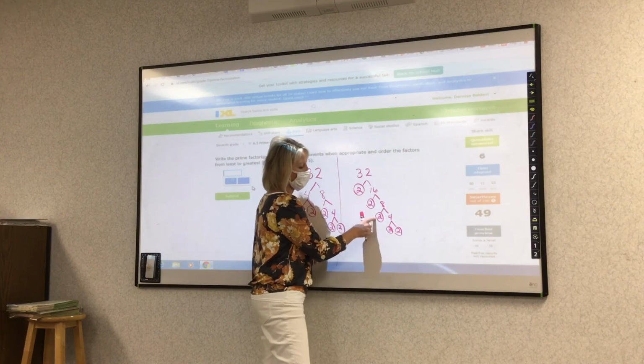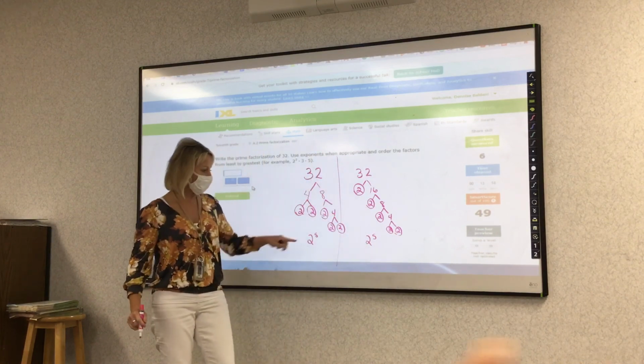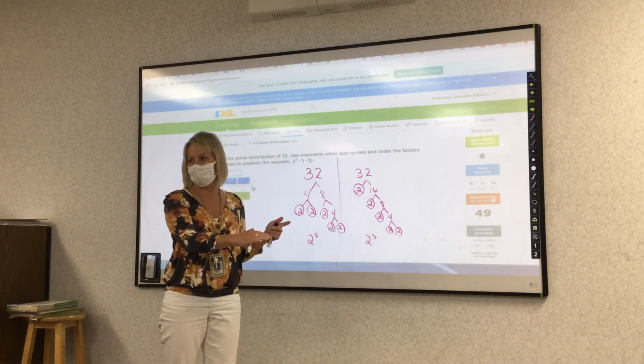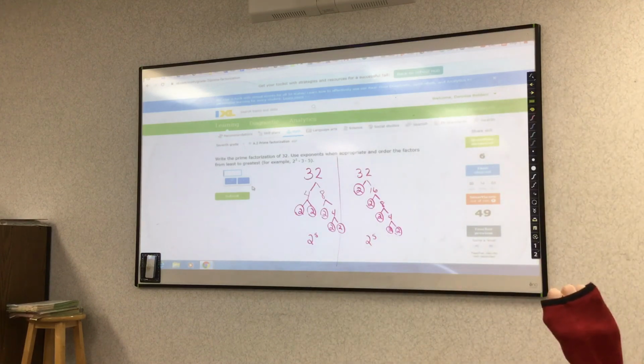I've got 1, 2, 3, 4, 5. So that's still 2 to the fifth power. I get the final answer, but there are different ways to get it, as long as you're making sure you keep going until your numbers are prime.